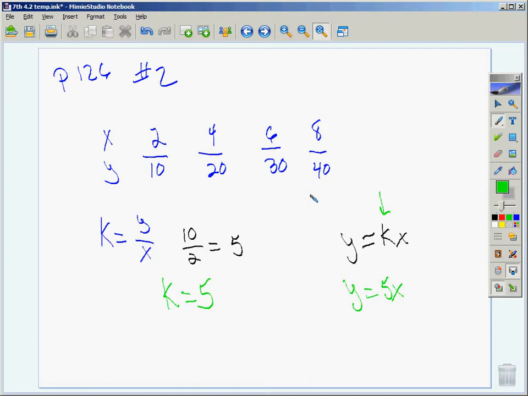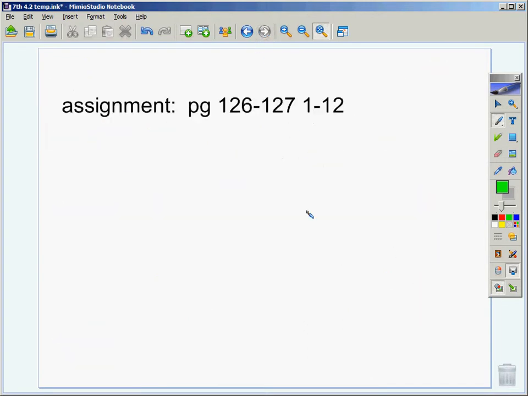Is there any other homework that will be like that? Mm-hmm. There's your assignment.